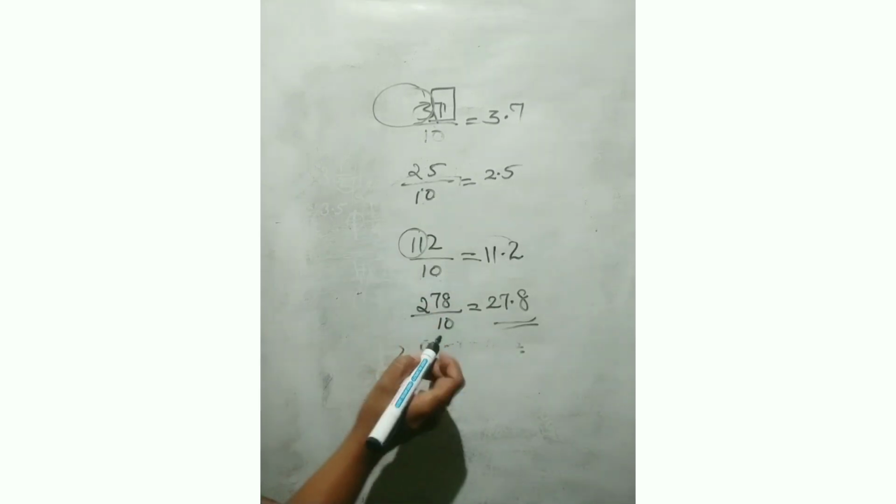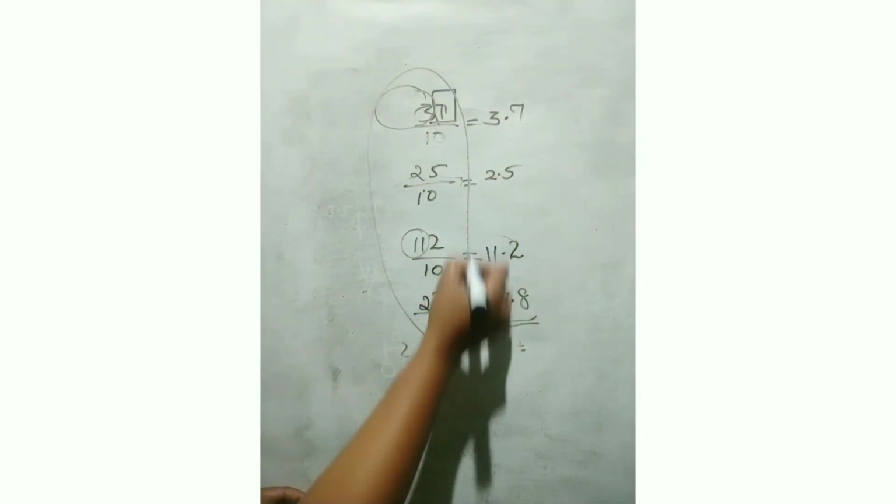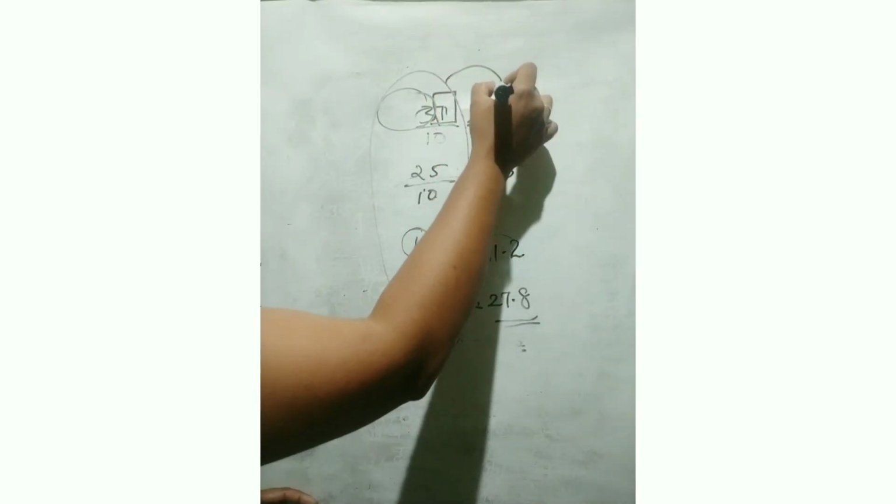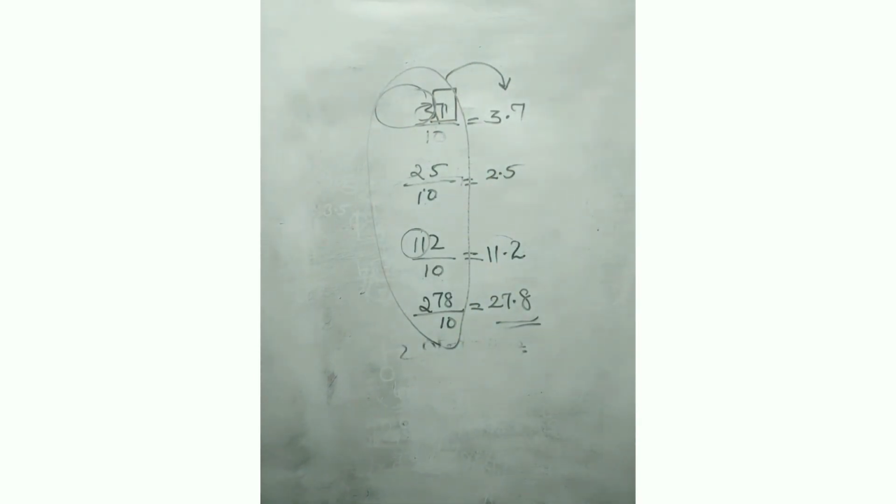Clear, children? Can we do some work related with the fractions and decimals? You will get some fractional numbers. You have to convert that type of numbers into decimal numbers. Clear? Try to do. Thank you.